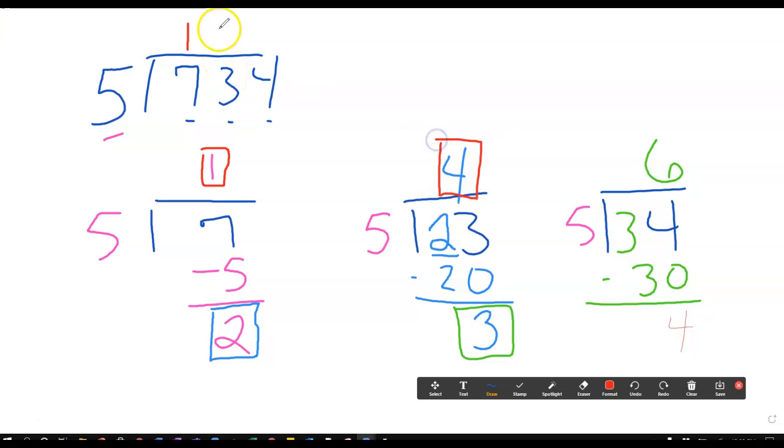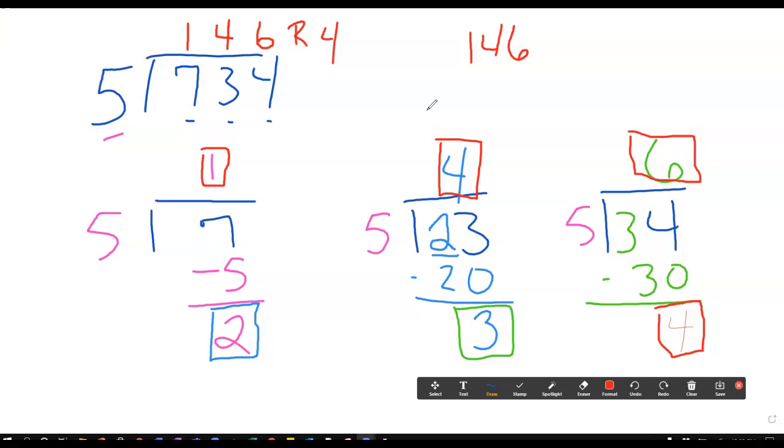This 4 goes right here, and this 6 goes right here. You're not quite done yet because we had some leftover pieces. Remember that we had 4 left over. And what most teachers will have you do is just write a remainder 4. You will also start seeing it written this way. 146 with a remainder of 4 out of 5.